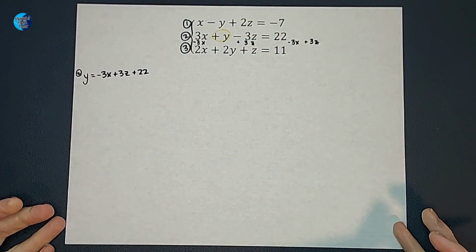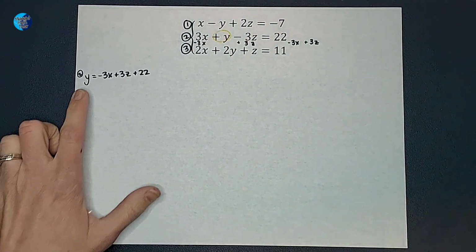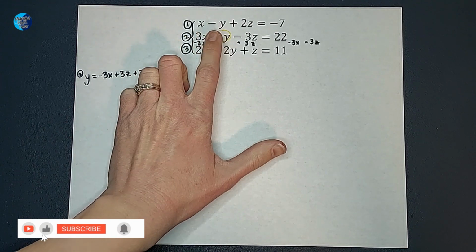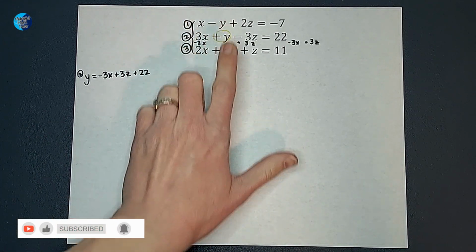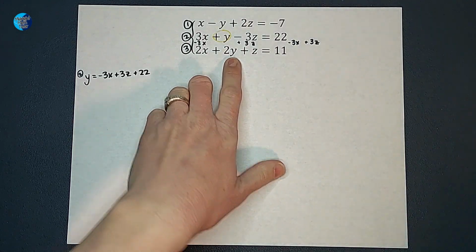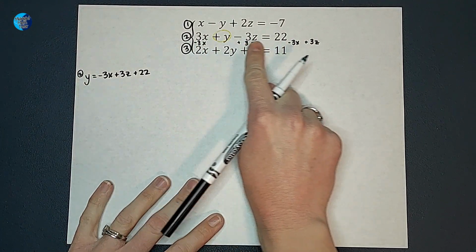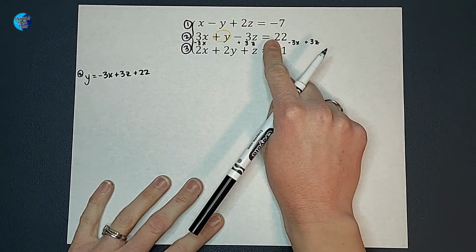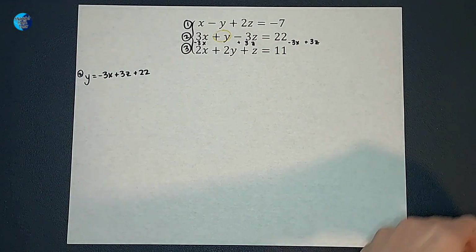All right, the next thing I'm going to do is I am going to plug this y into the other 2 equations. I'm going to plug it in right here and right here. That's going to make it so in both those equations, I only have x's and z's left, all right? I'm not going to plug it into this guy because I'll just end up with like 0 equals 0, but I am going to plug it into 1 and 3.